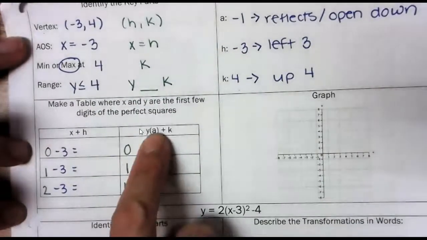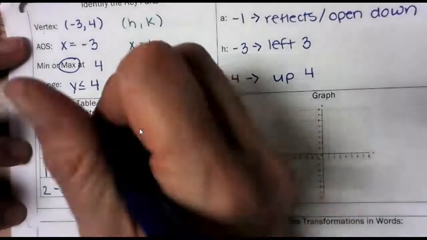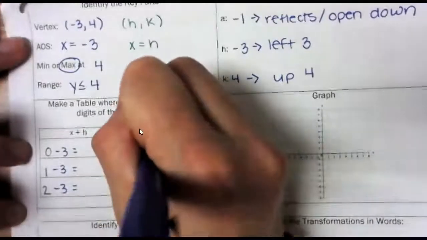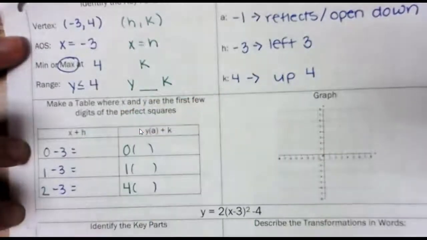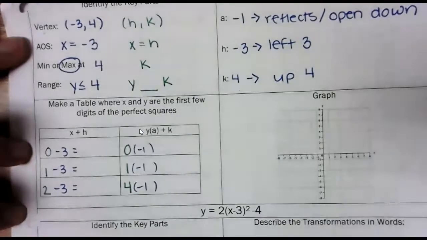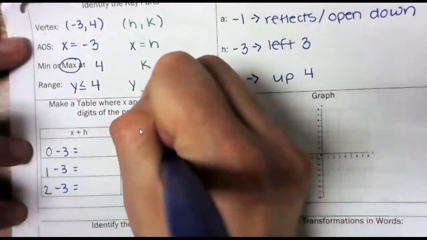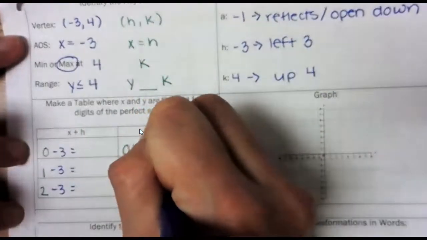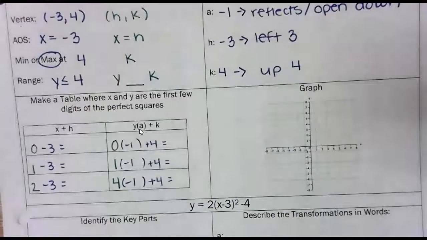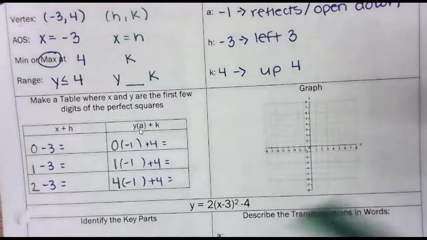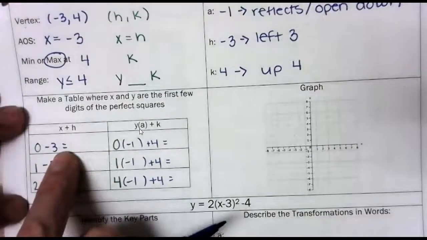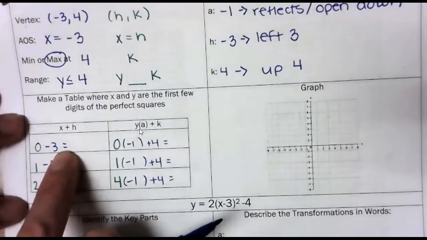The y is always multiplied by a, so you always multiply 0, 1, and 4 by your a value, which in this case is -1. And then you add your k value, which in this case is 4. That's why I said from the very beginning, identify a, h, and k to start, and this is just a pattern of applying. So 0 minus 3, Caleb. 0 minus 3.